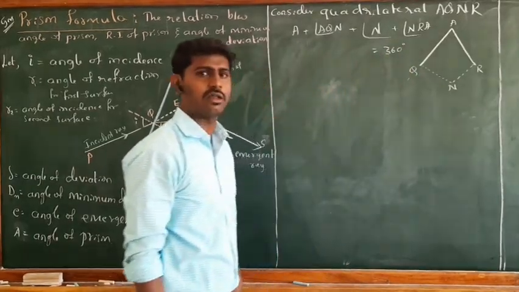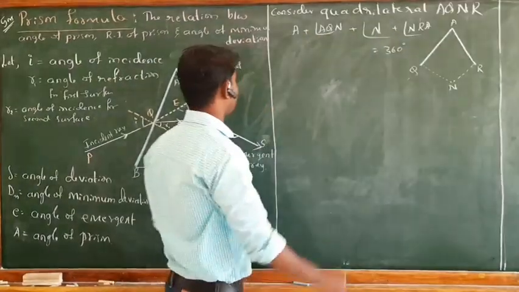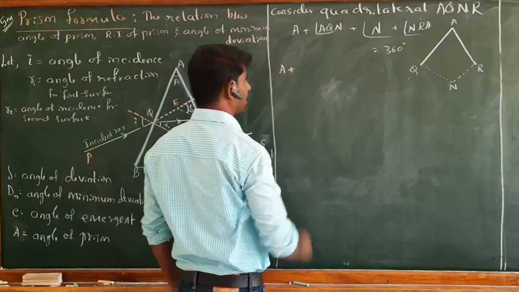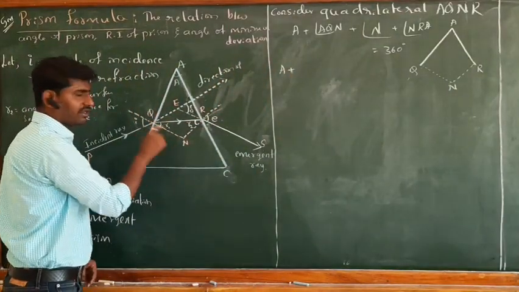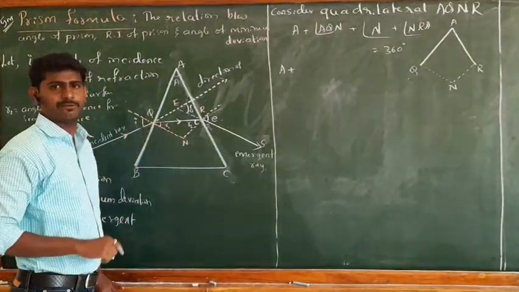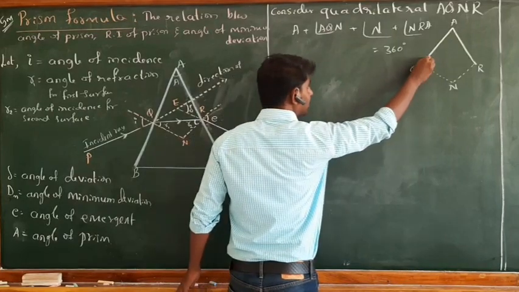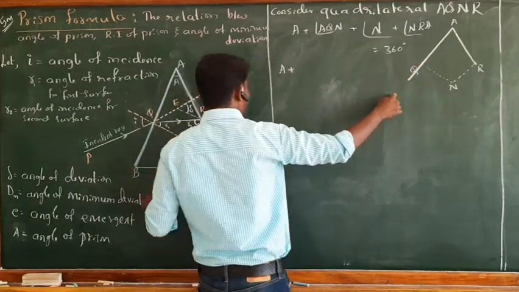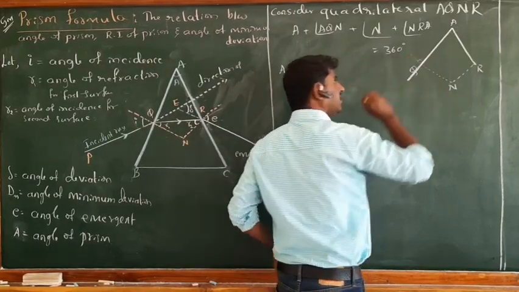Is it right? The sum of all these angles is equal to 360 degree. Okay, angle A as it is, and we know the value of AQN. Can you say what's the angle of AQN? This must be 90 degree. Why is it 90 degree? Because see this one. This is the extended part. Here you will get the B point. And this is the normal line. Here it is 90 degree.